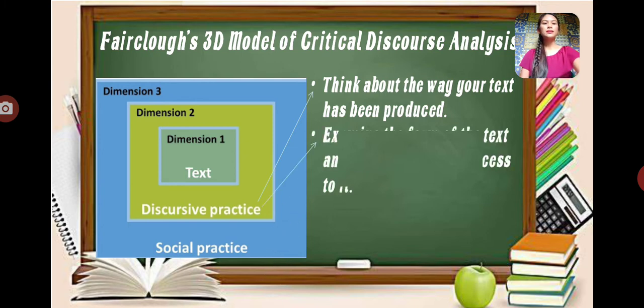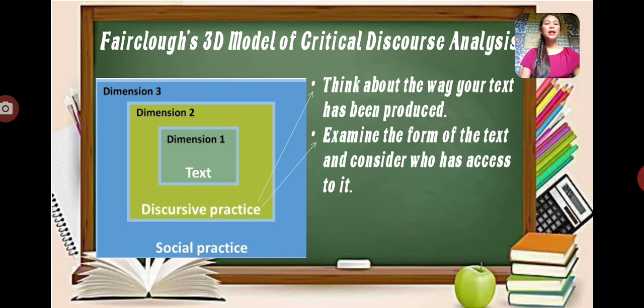Next, we have to examine the form of the text and consider who has access to it. For example, consider the case of a CEO delivering a speech in person to their company. The fact that they're delivering a speech and not sending an open letter shows that openness and transparency are important to the CEO and the company culture.